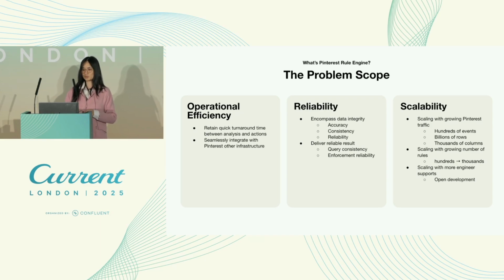Secondly, we would like to improve the system's reliability by focusing on data integrity and enhancing the streaming data pipeline delivery. Last but not least, we'd like to scale our Guardian in three directions. First one, make it scale out with the growing Pinterest traffic, which covers hundreds of events, billions of rows, and thousands of columns. We also want to make it scale out to handle hundreds to thousands of rules. Last but not least, we want to add more and more engineer support in the next generation.